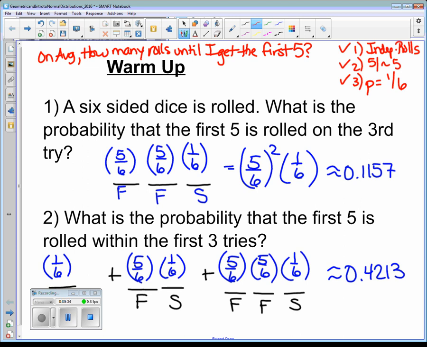What am I going to do? On average, the mean is going to be 1 divided by 1/6. So what is that? 6. So on average, I'm going to have to roll the dice 6 times in order to get a 5. I might get it the first time. I might get it the second time. But over the course of the run, if I did so many trials, the average would be 6.